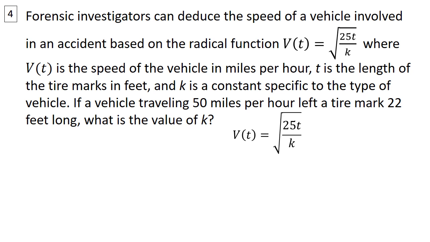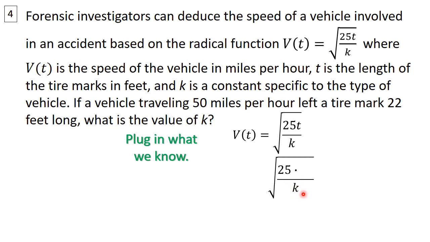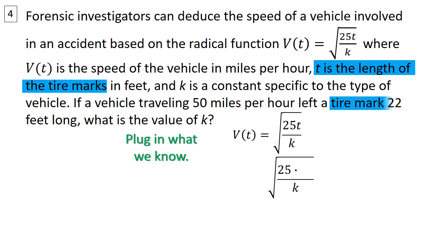What is any of that? Well, let's plug in what we know. We do know that we need to find k. It says, what is the value of k? So let's start with that. K is going to stay k in the bottom there. That's worth knowing. But we do know that t is the length of the tire marks. How long are the tire marks? 22 feet long are the tire marks. So that goes right there, 22.